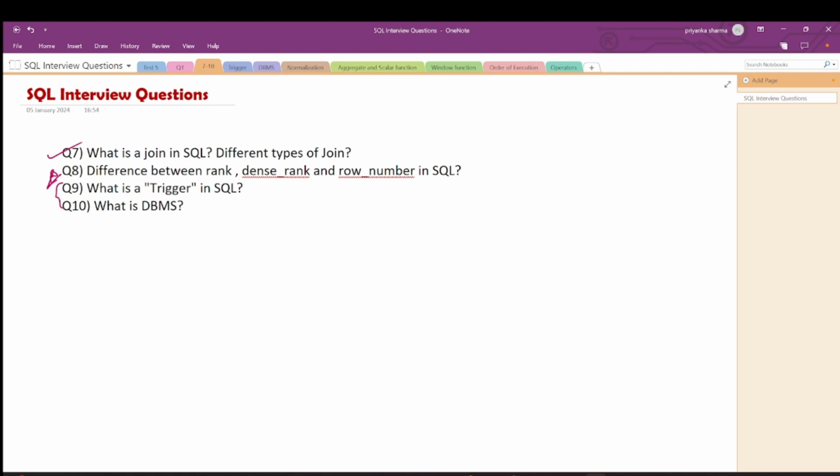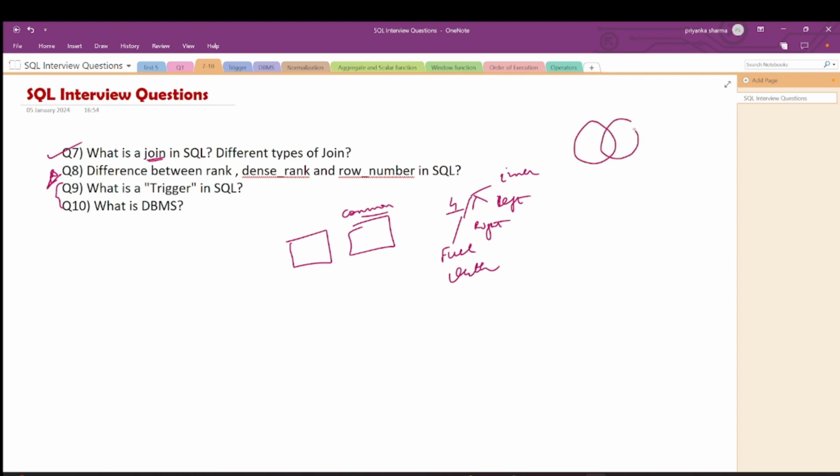Okay. So what is a join? I'll just tell you in short, a join is nothing but when you want to combine two tables on a common column. Okay. And there are four types of joins in SQL, which are inner join, then left outer join, right outer join, and full outer join. As the name suggests, if we understand it by a Venn diagram, the common part is the inner join. Okay, we'll see it in practical also.